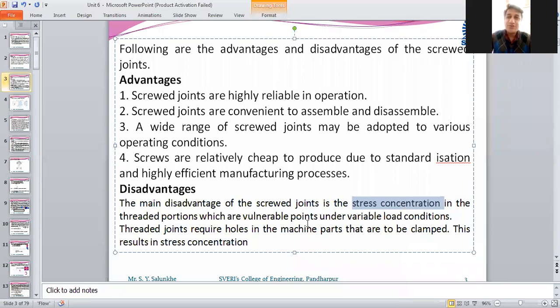If you are going to use these joints for different loading conditions, that is, for fluctuating loading conditions, then the stress concentration will get hampered, and hence we have to unnecessarily use higher costly materials, or the material quantity will get increased, and hence the cost of that particular component will get increased. So that is the major disadvantage of these bolted joints. Any question?